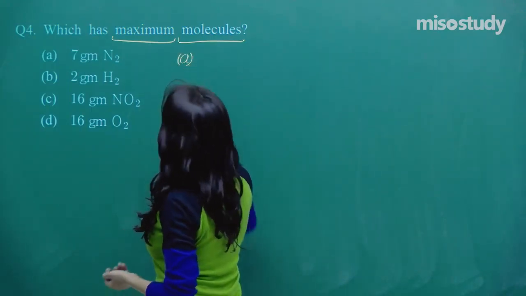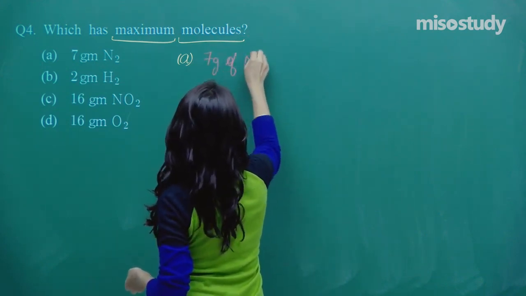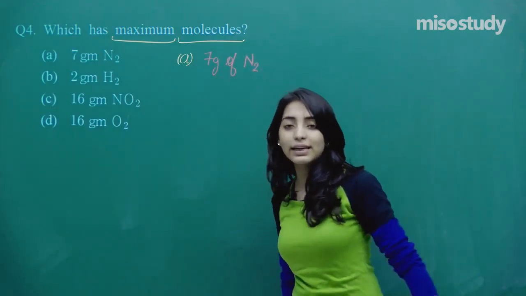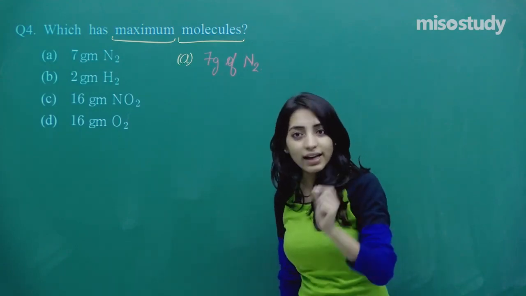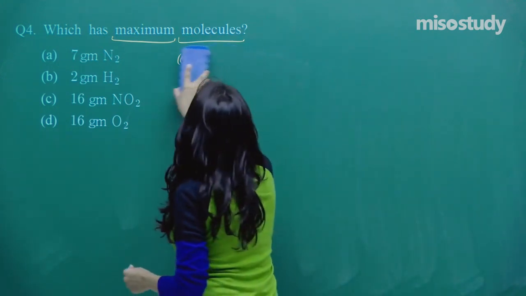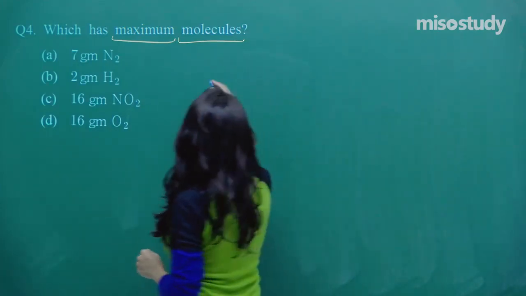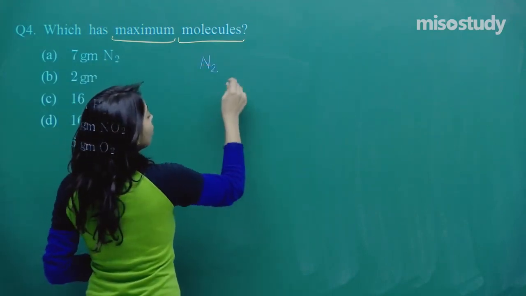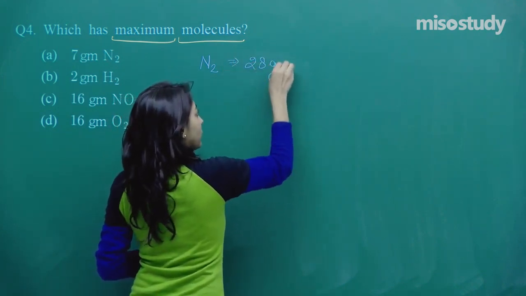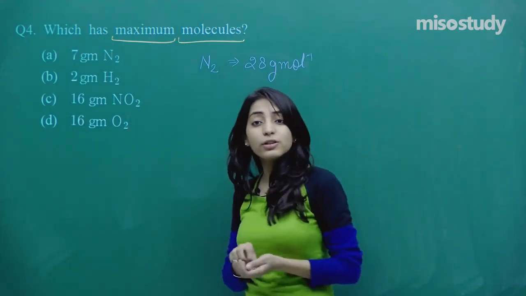Option number A. We have 7 grams of nitrogen. We need to find the total number of molecules which are present in 7 grams of nitrogen. Guys, again, the very first and obvious thing that I'll ask you to do is to write the molar masses of all the following 4 species given to you. First of all, if I write about nitrogen, it should be 14 into 2, which is 28 grams per mole.